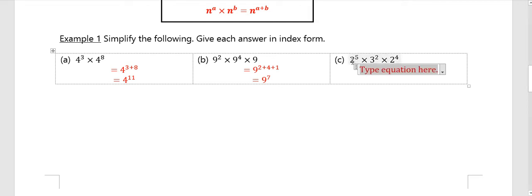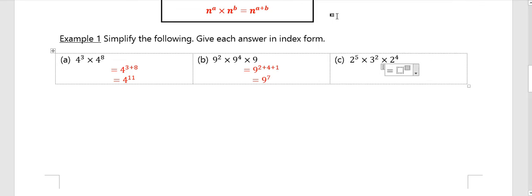And then for the next one here, make sure that the bases are the same. But looking at the question, 2 power 5 times 3 power 2 times 2 power 4, you can see here there's a 3 that is different. So it is not included in the rule. In the rule, you add the powers when they have the same base, but 3 is different. So you can do it separately like this.